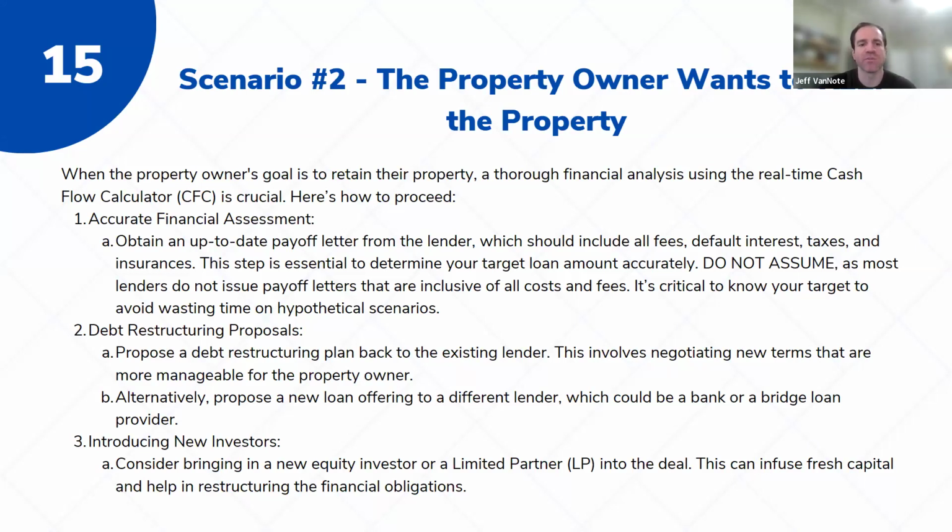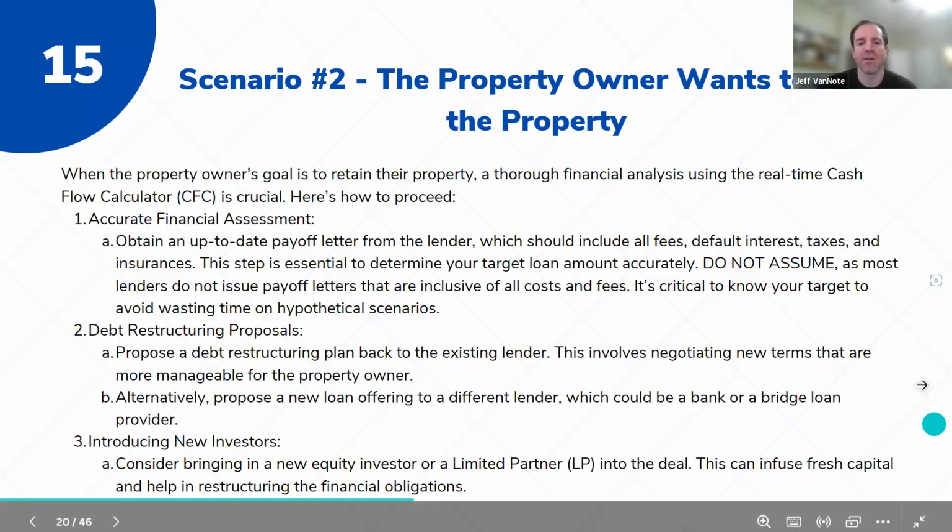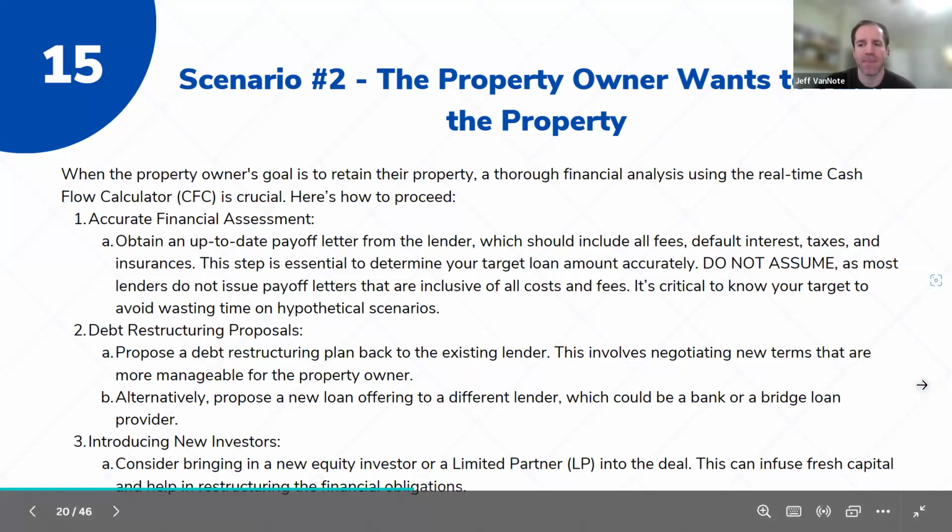Debt restructuring proposals. Propose a debt restructuring plan back to the existing lender. This involves negotiating new terms that are more manageable for the property owner. Alternatively, propose a new loan offering to a different lender, which could be a bank or bridge provider. Introducing new investors. Consider bringing in a new equity investor or limited partner into the deal. This can infuse fresh capital and help in restructuring the current financial obligations.